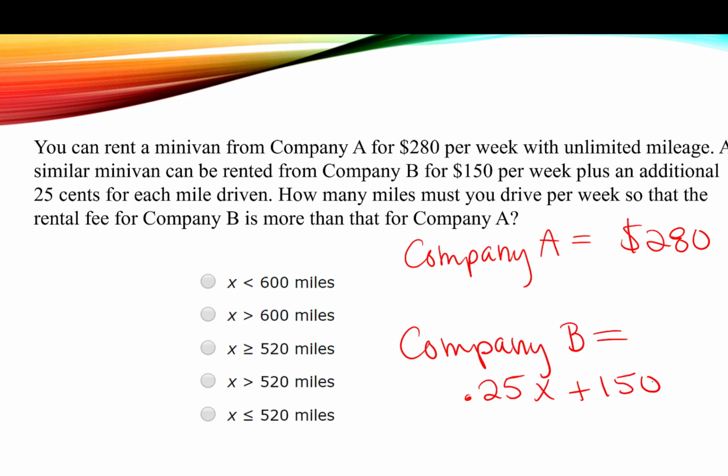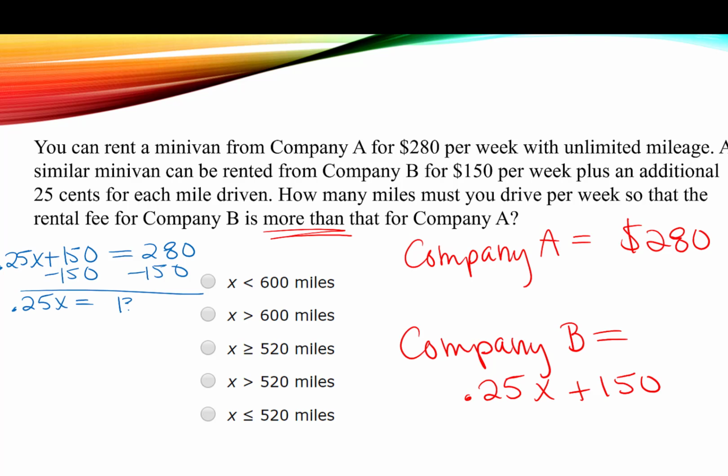Here's the main question. How many miles must you drive per week so that the rental fee for Company B is more than that for Company A? I want to first know how many miles it will take so that the prices are exactly the same. So if Company B is 0.25x plus 150, when does that equal Company A, which is 280? Okay, so I just built an equation. Now let's solve for x. Subtract 150. This is 0.25x equals 130. Divide both sides by 0.25. And please go ahead and just use your calculator.